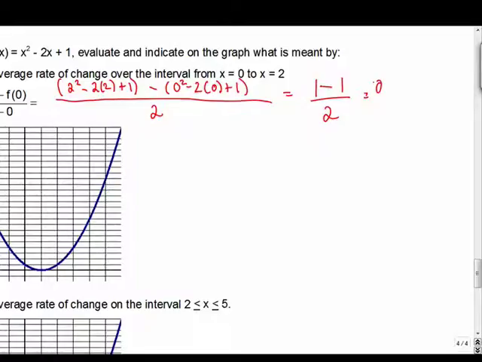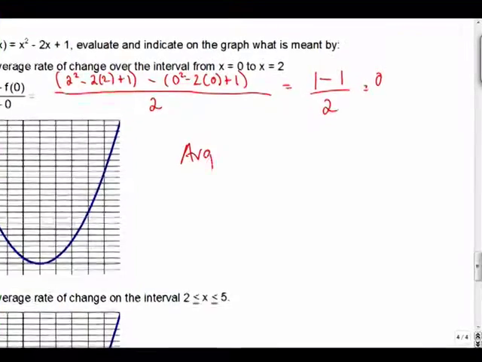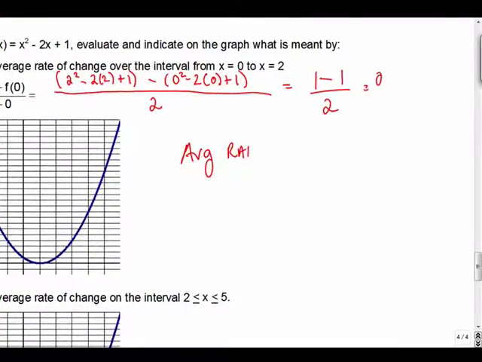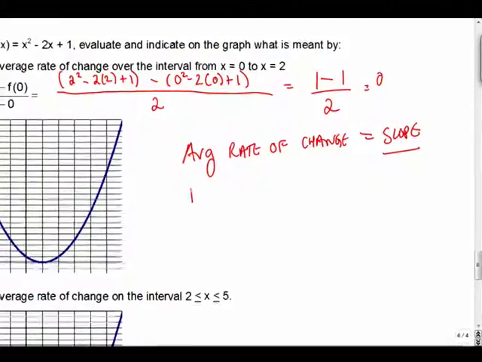Well, what is that giving me? Well, remember, average rate of change equals the slope. So I'm getting the slope of a line that's joining 2 points. So what are the 2 points?